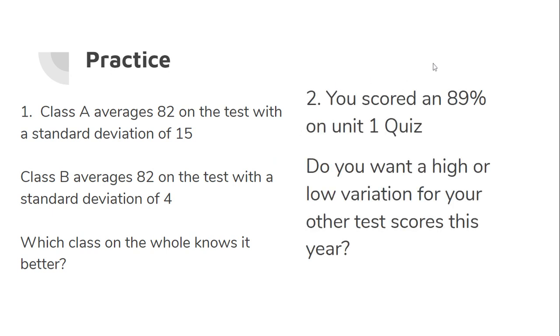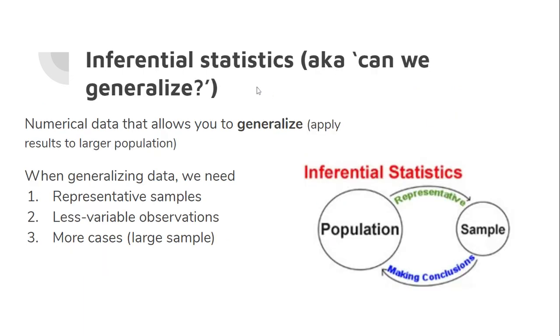Second, you scored an 89% on the Unit 1 quiz. Would you want a high or low variation, or high or low standard deviation, for your other test scores for the remainder of the year? Of course, you would want a low variation, because if you have a standard deviation of 12, it means you're going to have just as many scores at a 100 as you are in the 60s, right? You'd much rather have a low variation, where if you have a low variation of like 3, it means that 96% of your scores fall within a range of 83 to 95, right? You want that low variation.